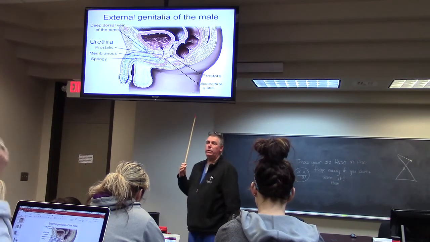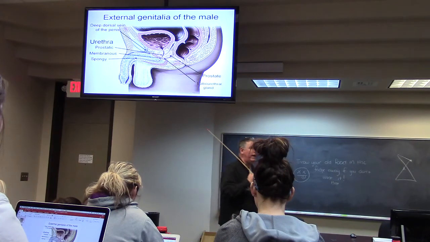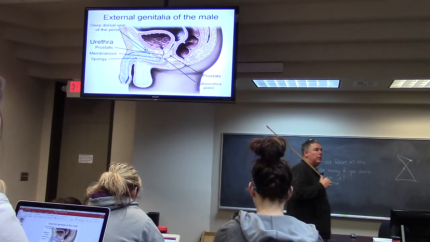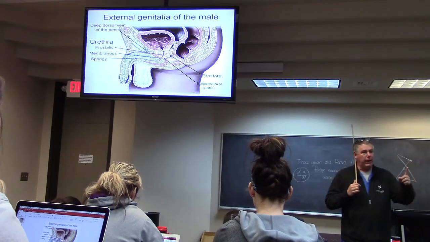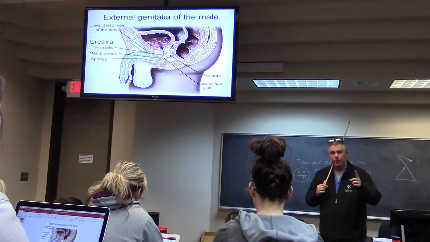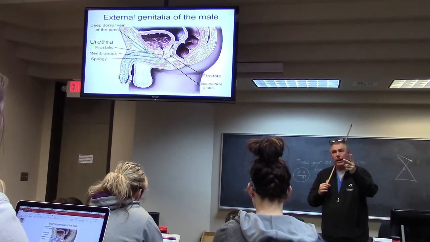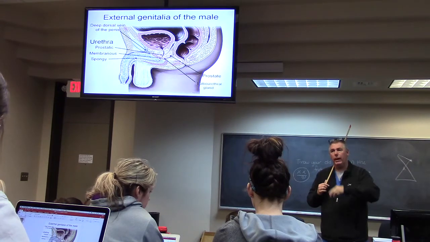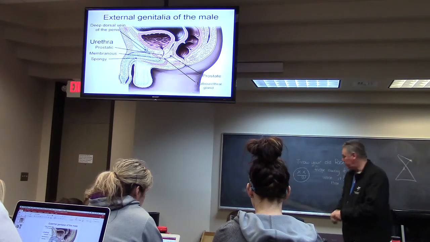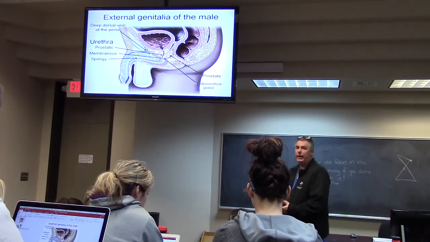So if I asked you, what are the three things in the deep space, you would tell me the deep transverse perineus muscle, the sphincter urethrae, and the bulbourethral glands. Those are the three things that you'll find in that space.